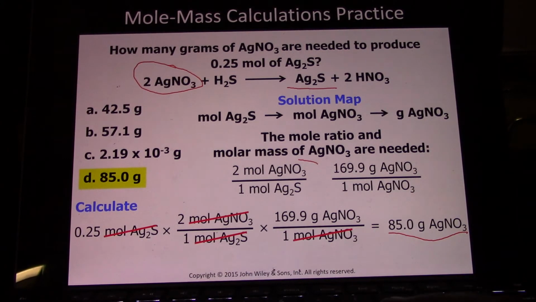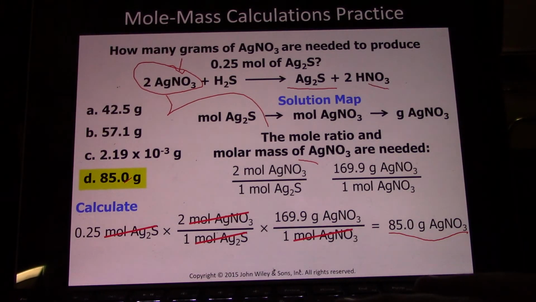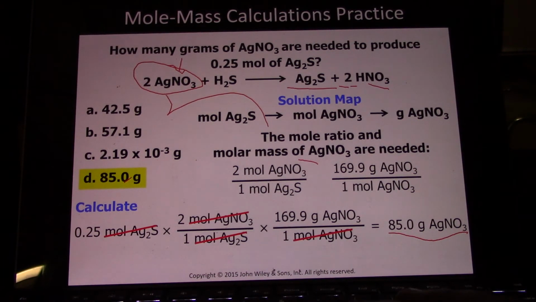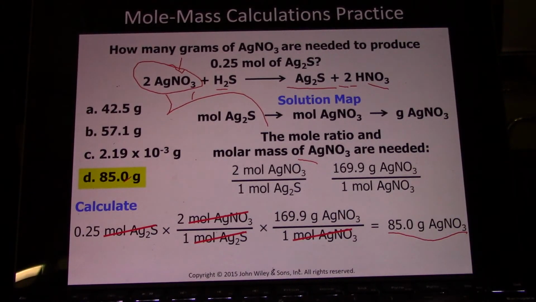And let's double check, make sure it's a balanced equation so we know we're right for sure. 2 silvers, 2 silvers, 2 nitrates. Remember, when you balance, polyatomics stay together. So that's 2 nitrates, 2 nitrates, 2 hydrogens, 2 hydrogens, a sulfur and a sulfur. Yes, it is balanced.